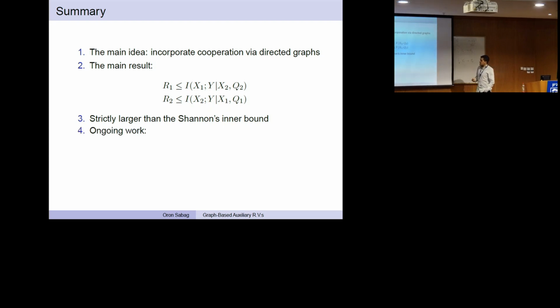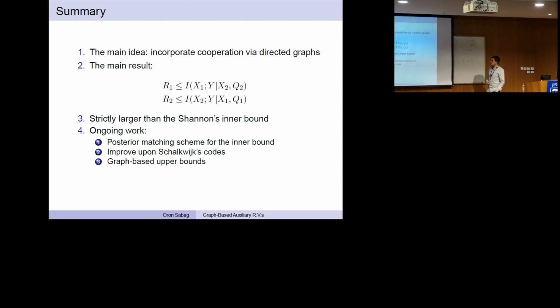And there is also some ongoing work on the two-way channel. So we are trying to construct a posterior matching scheme for this inner bound. Then we will have a simple, low complexity scheme that will achieve this inner bound. This is one direction. We are also looking for graphs that will improve upon the Schalkwijk scheme. Okay. And the last point, which is, I think, the most interesting but also the most challenging of these points, is graph-based upper bounds.